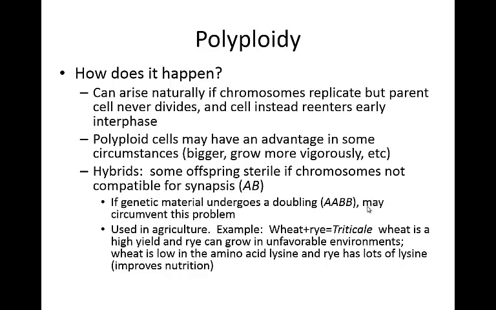Hybrids are also used quite a bit in agriculture. So one relatively recent example, wheat and rye together make something called Triticale. So wheat is very high yield. Rye can grow in some pretty unfavorable environments, so you put them together in unfavorable environments, you can grow a lot of food. Okay? Another benefit, things like wheat might be low in the amino acid lysine. Rye happens to have lots of lysine. Okay? So that would improve the nutrition of the plant. And you can do this with any sort of related plant, and we have done that in agriculture, and we've made great leaps and bounds.